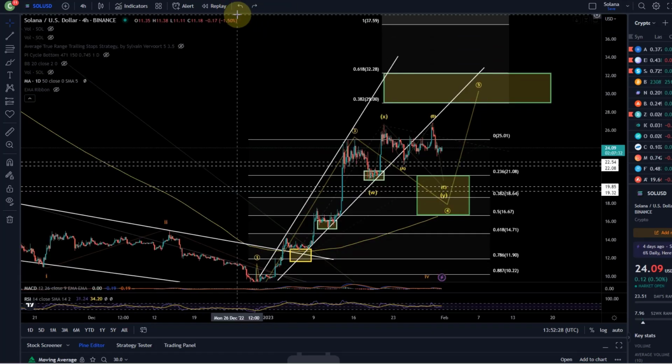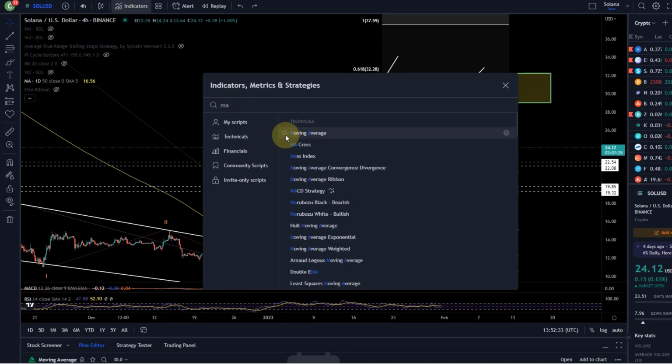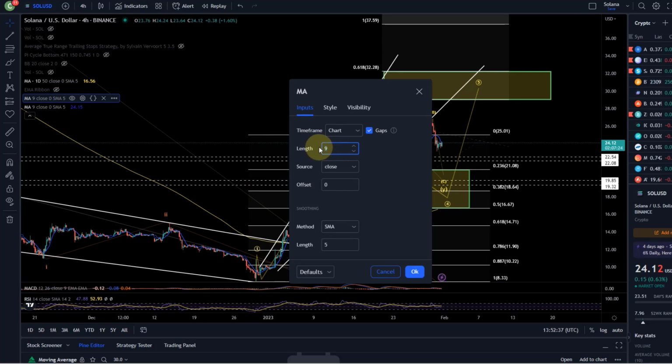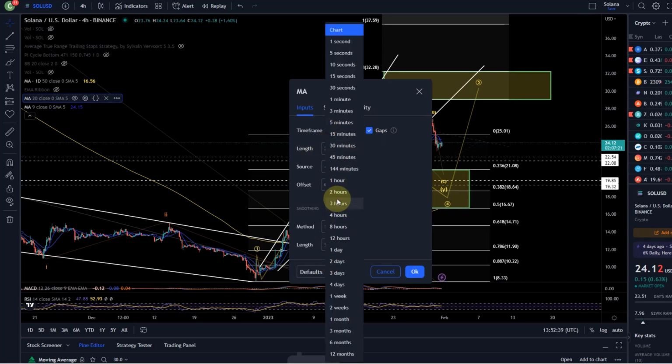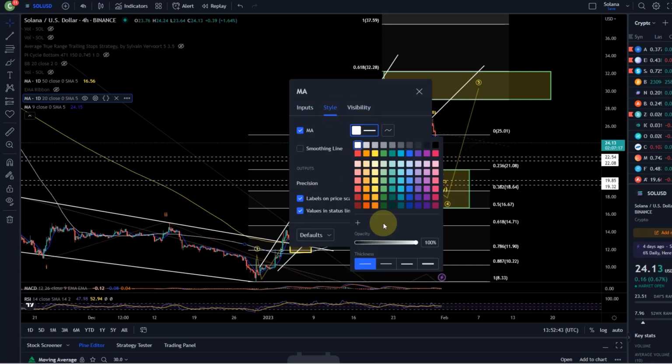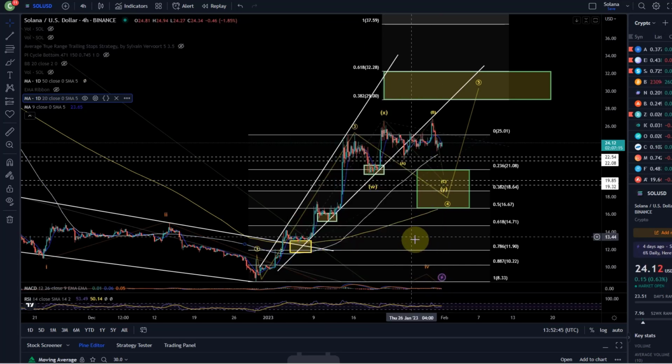Let me just add them again. So we want to have a visibility of the 20-day moving average as well. I think that can be quite useful. 20-day, and we want to have that in white just so we see it.